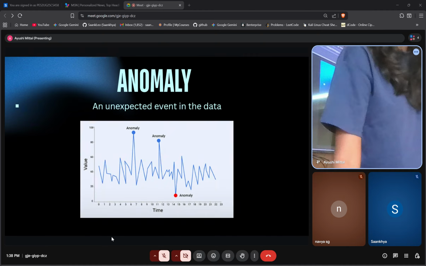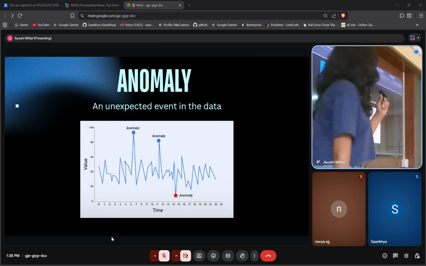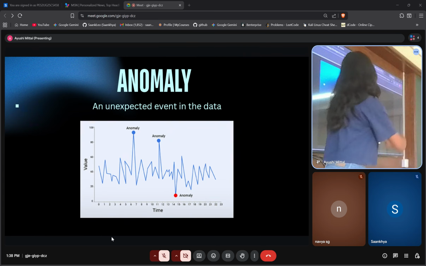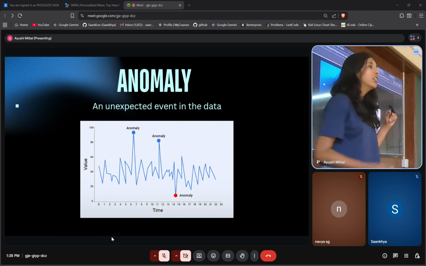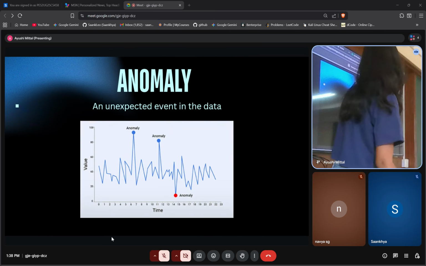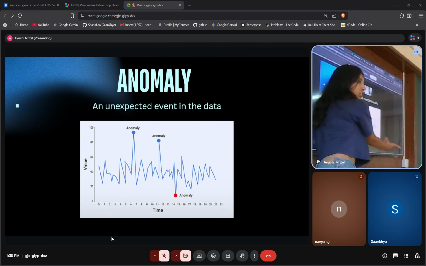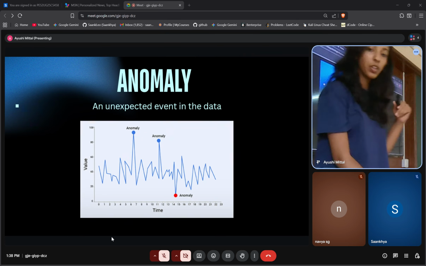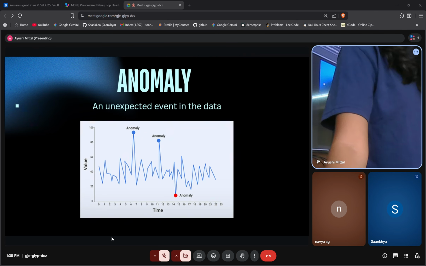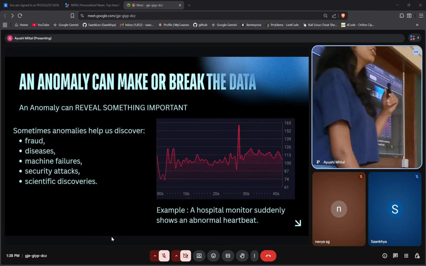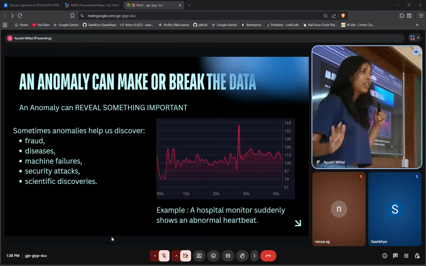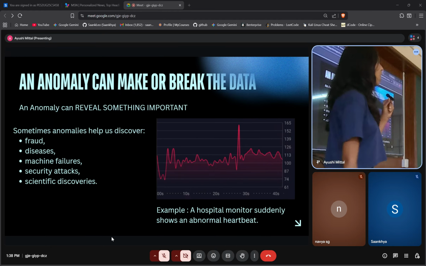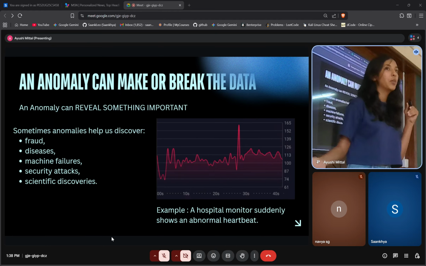So next, let's talk about anomalies. Anomalies are the unexpected events in the data. So if you have somewhat uniform data, okay, an anomaly can basically make or break your data. So how you can make your data, let me give you an example.